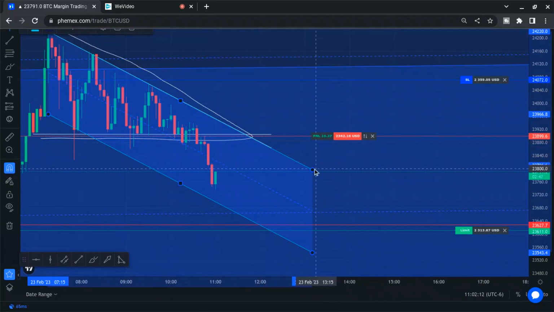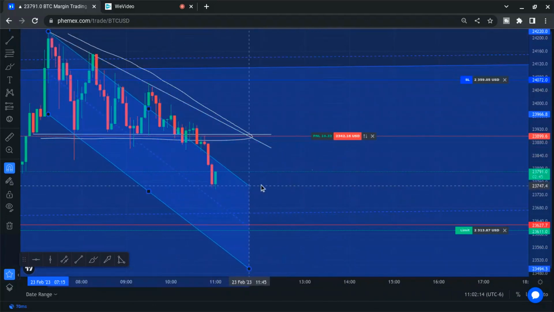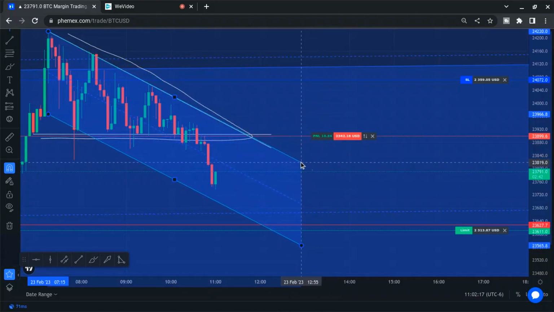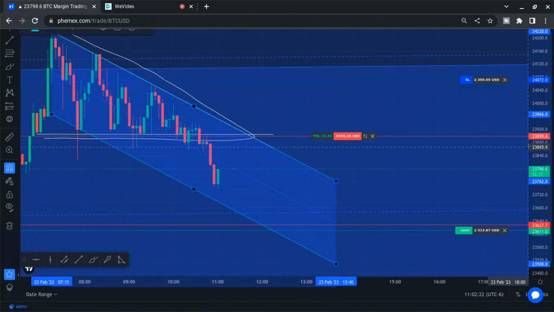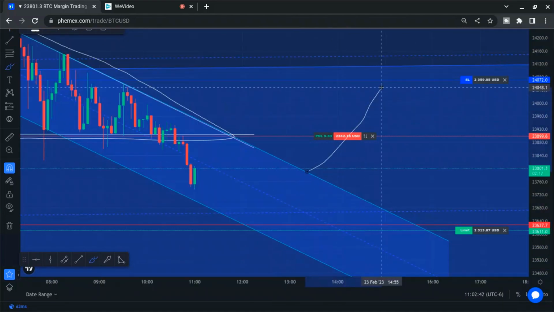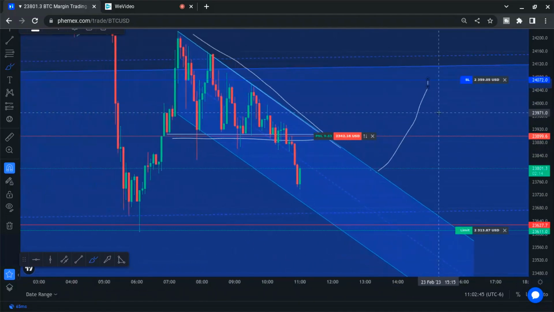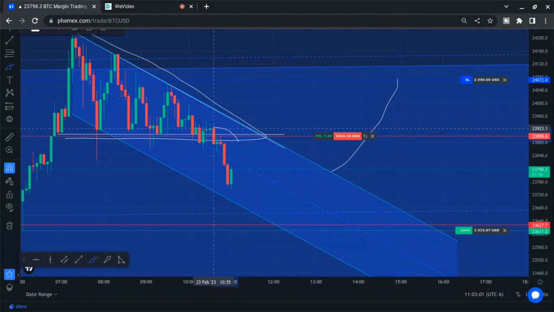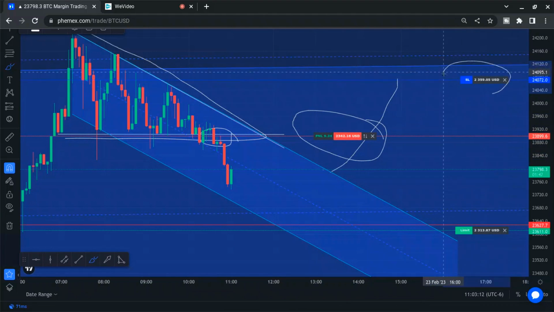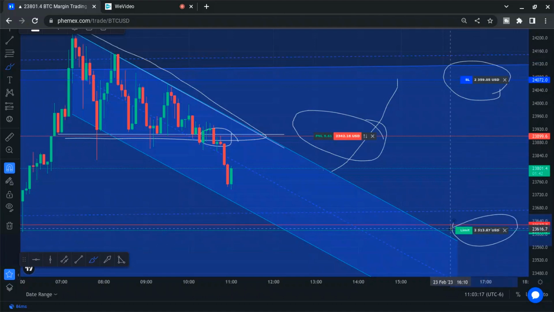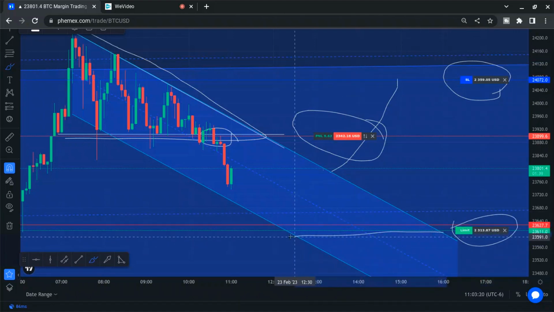That descending triangle, the white one, is going to morph into this descending parallel channel, which should pop up at some time later today. I took advantage of the breakout of this descending triangle right here. This red line is where my position is. It's a short. This blue line is where I placed my stop loss order. This green line here is where I have my profit taking.